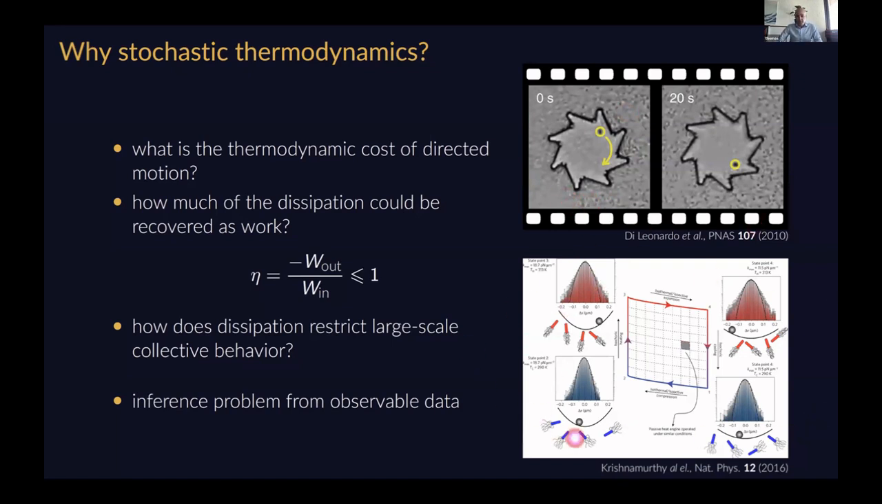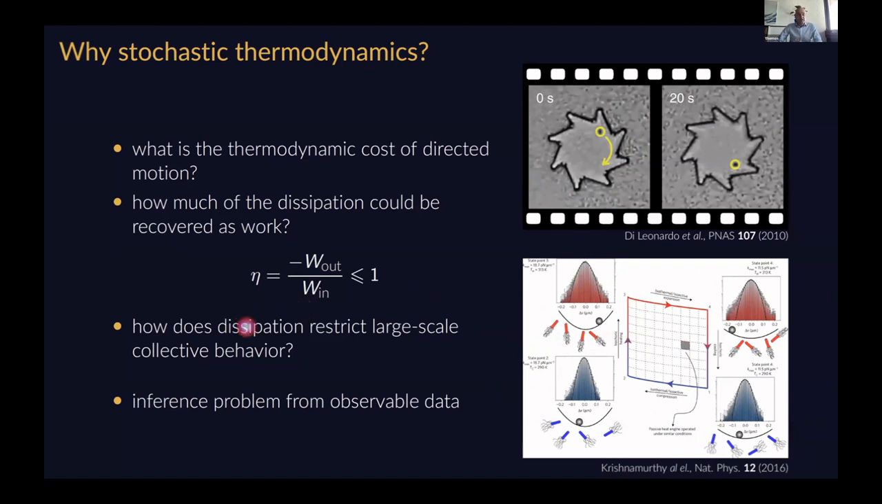Another example that has already been shown yesterday is a cyclic engine, where bacteria are trapped in an optical trap, and then you can change the stiffness, change the temperature or the activity, and try to extract work from this.